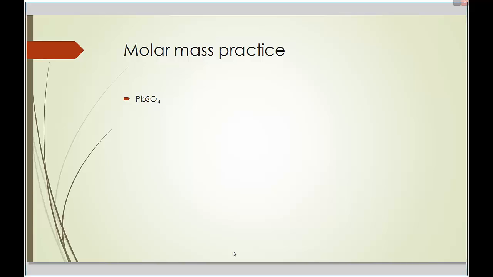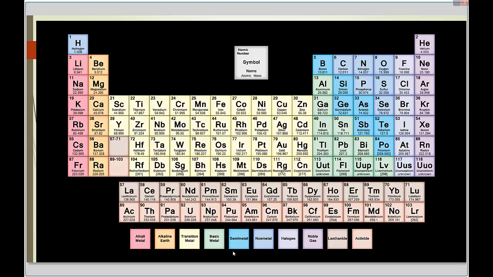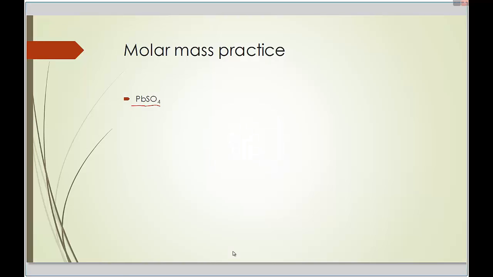It means you're going to look on the periodic table for the specific elements that are involved in the compound and figure out the masses of each of them and how much they contribute to it. So for instance, lead sulfate, lead is here, is 207.2. We only have one of them because there's an invisible one there. So it becomes 207.2 grams per mole for the lead.